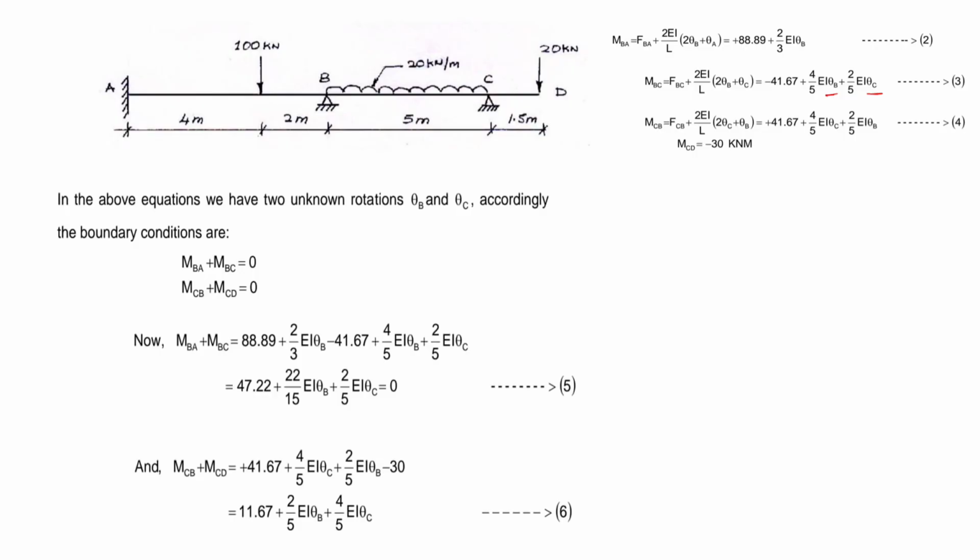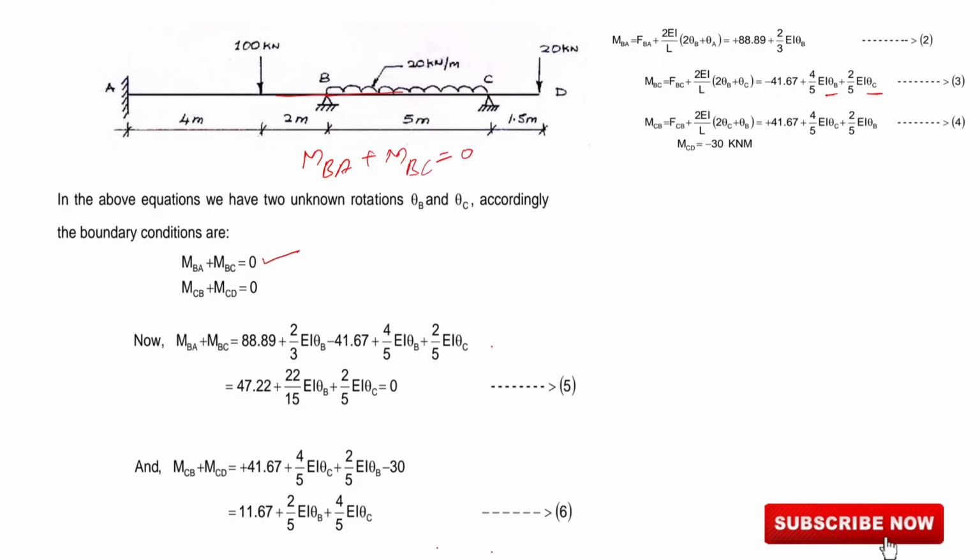ಇಲ್ಲಿ ನೋಡಿ, ನಾನು ಎಕ್ಸ್ಪ್ಲೇನ್ ಮಾಡ್ತೀನಿ ಇವಾಗ. At support B, there are two spans, BC and BA. The total moment at this point will be 0. Therefore, moment towards BA plus moment towards BC is equal to 0. ಅದನ್ನೇ ಇಲ್ಲಿ ಬರೆದಿದೆ. Similarly, consider support C: moment CB plus moment CD is equal to 0.